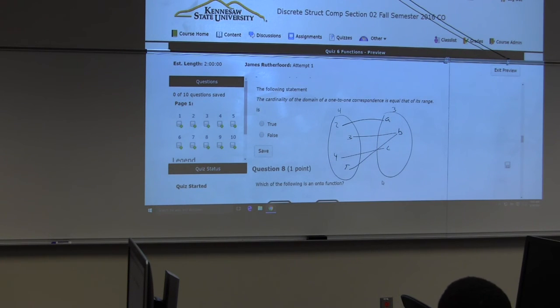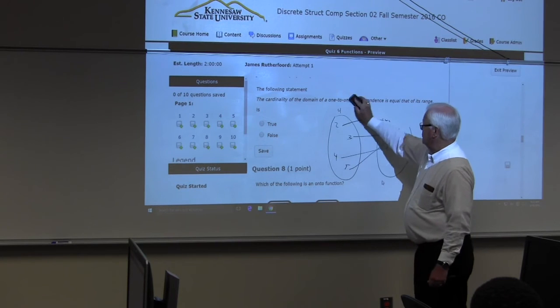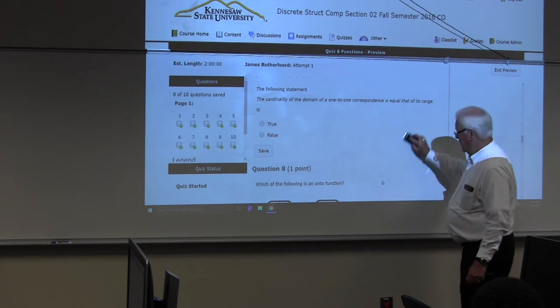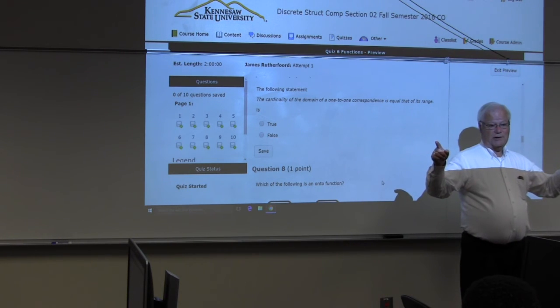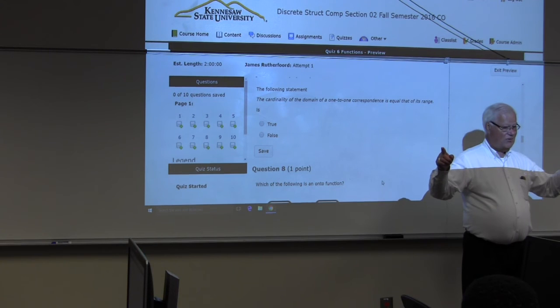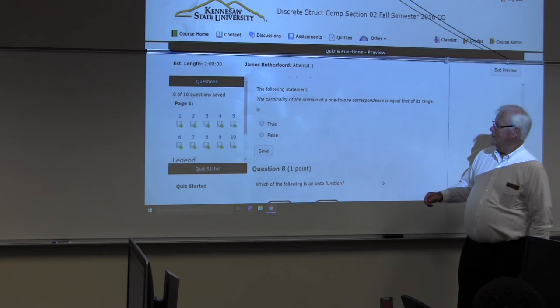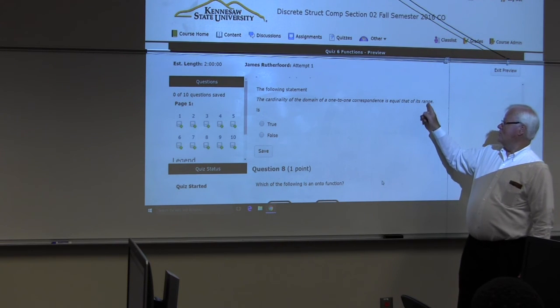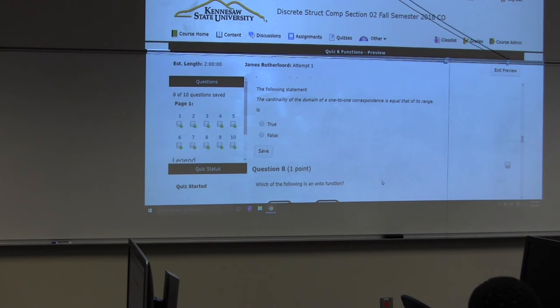Now, this one changes a little bit. The cardinality of the domain of a one-to-one correspondence is equal to its range. Is that true? Yes. Now it is true, isn't it? Because there's only one in the range for one in the domain. Now we're talking range, not codomain. But even so, we could have substituted the word codomain here and still been okay, because we said one-to-one correspondence, which means we covered it, which means the codomain and the range are the same. Okay?